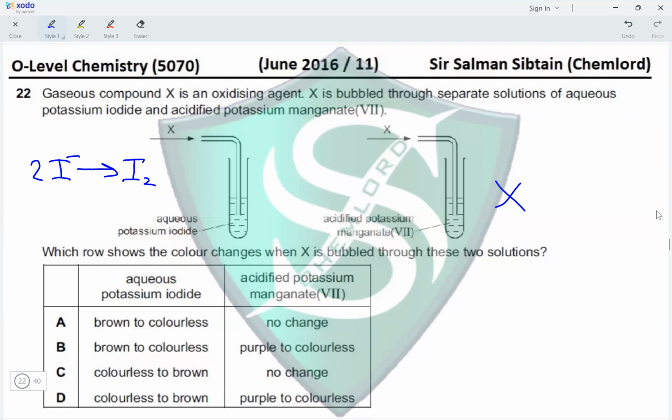So, they've asked us the color changes. In aqueous potassium iodide, iodide ions would have no color, so colorless, and iodine aqueous is brown in color, so colorless to brown. This eliminates options A and B. And in the other tube, there would be no change because both the oxidizing agents will not react with each other. Therefore, the correct option for this question is option C.